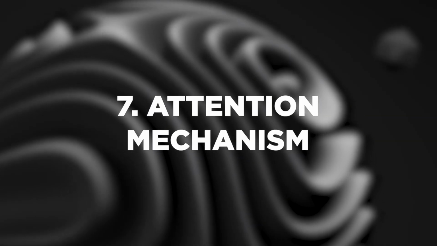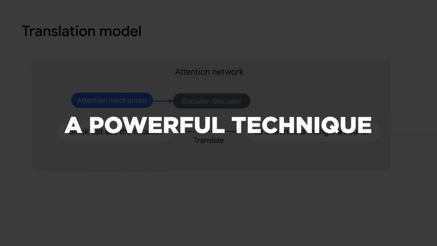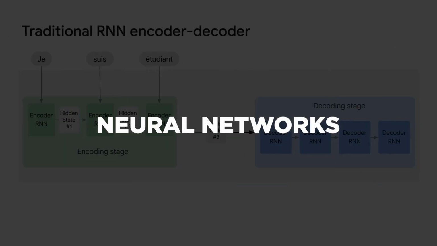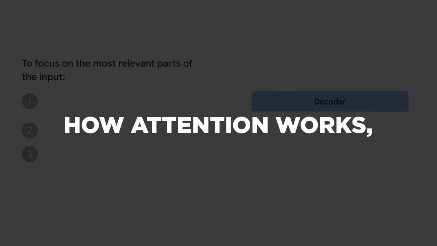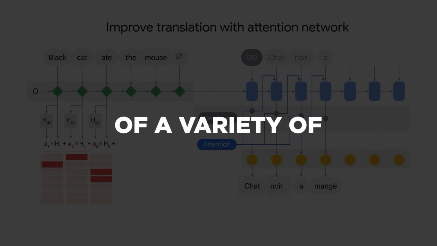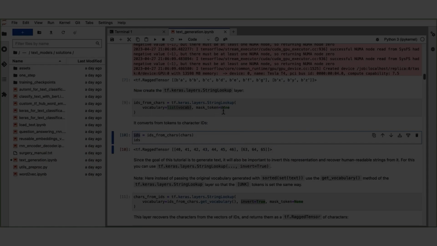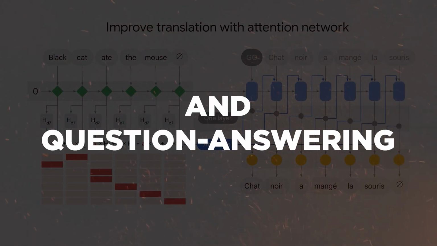Attention mechanism. This module will introduce you to the attention mechanism, a powerful technique that allows neural networks to focus on specific parts of an input sequence. You will learn how attention works and how it can be used to improve the performance of a variety of machine learning tasks, including machine translation, text summarization, and question answering.